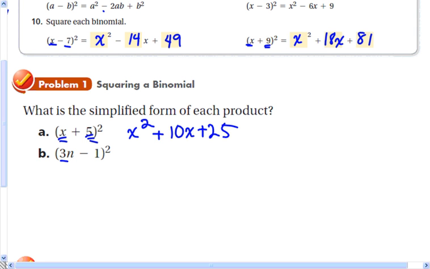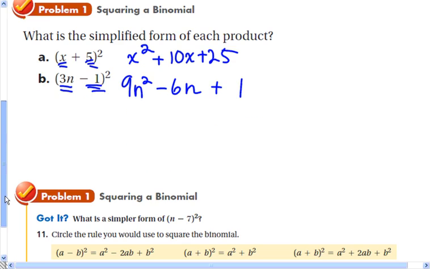So 3n times 3n is 9n squared. Negative 1 multiplied by itself is positive 1. In the middle term, we're going to take 3n times negative 1, which is negative 3n, and double it makes negative 6n. All right, you can go ahead and try it. Check back with your answers.